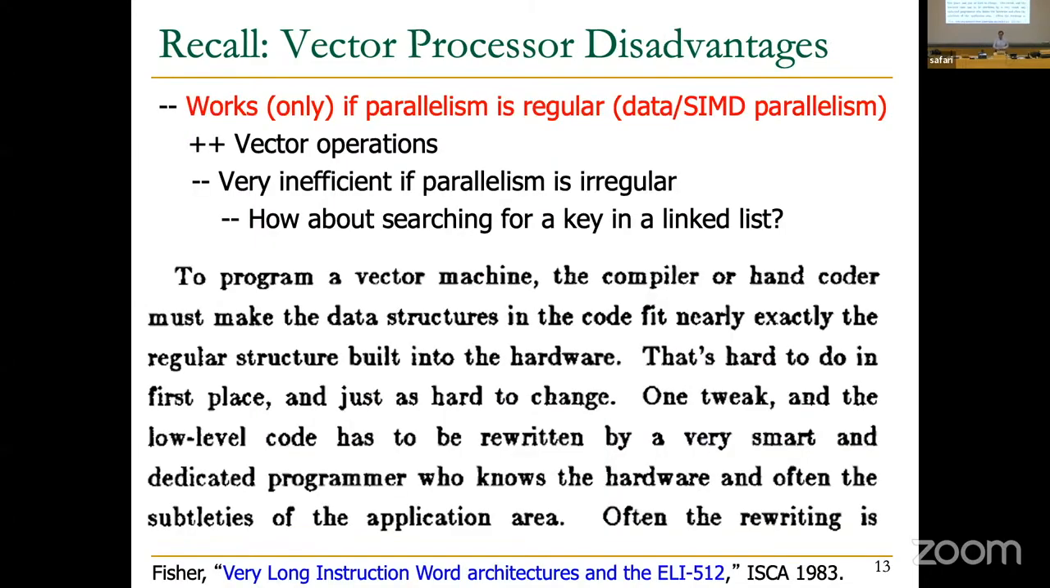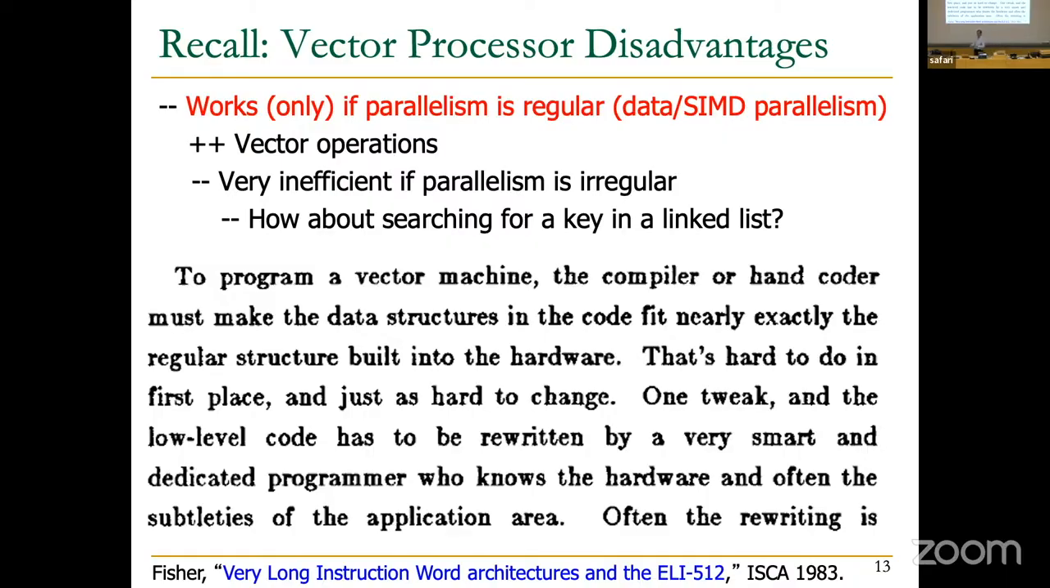We've seen this. We've also seen the disadvantage. We've talked about the advantages, so I'm going to focus a little bit more on disadvantages here. This works nicely if parallelism is regular, right? If you have data parallelism, or SIMD parallelism as it's called, operating on very large vectors, this is great. Unfortunately, if parallelism is irregular, you have problems. It's very hard to get efficiency out of this machine.